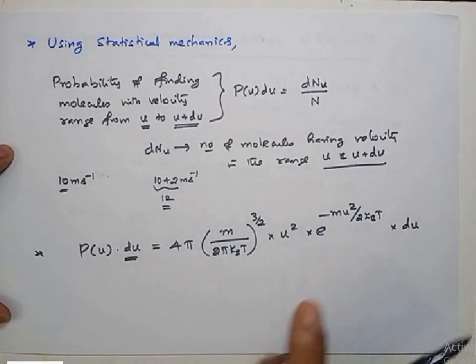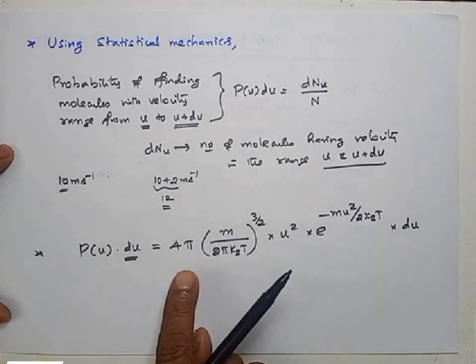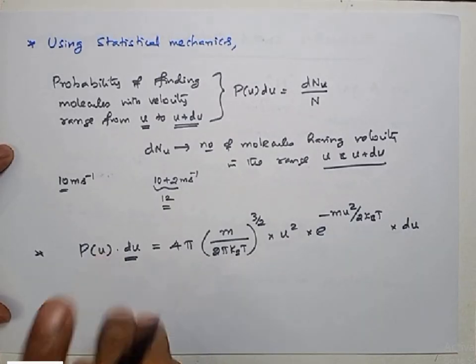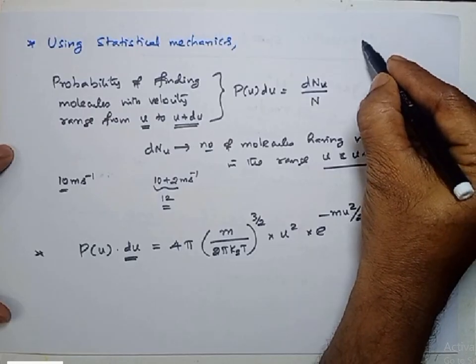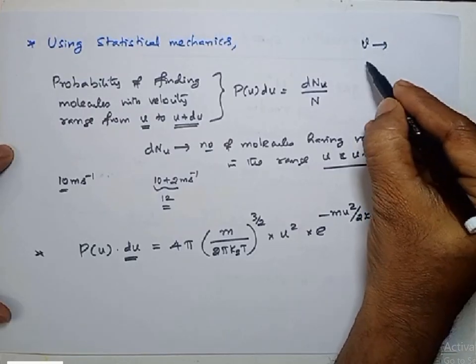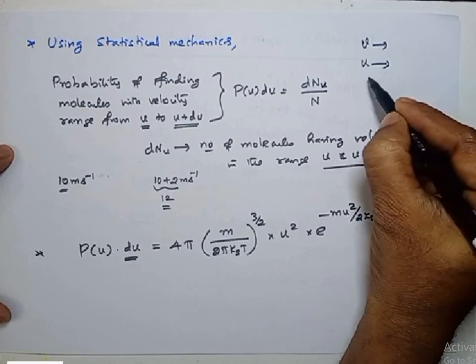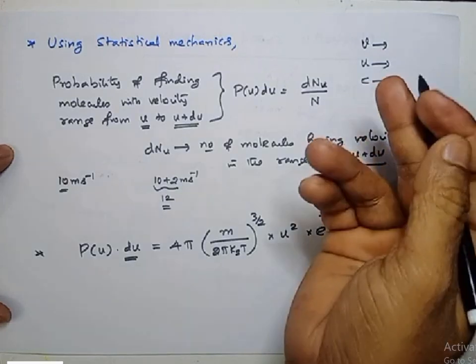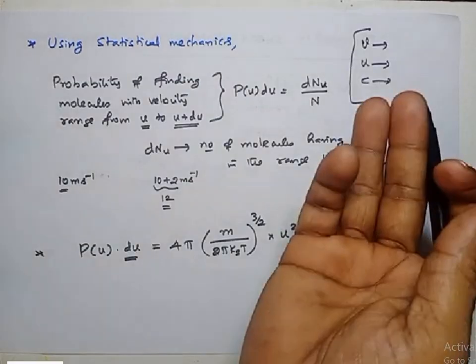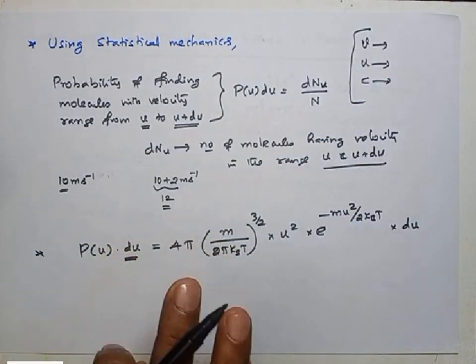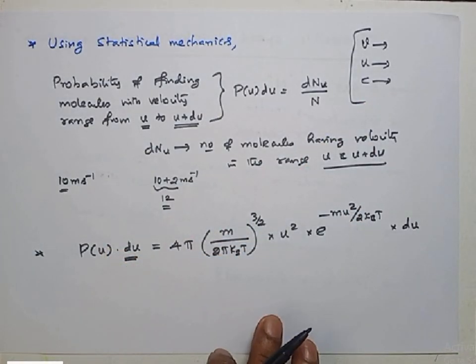So this formula will give you that. Remember, I am using symbol u for velocity. In some books, you may see velocity represented as v. In some books, it is given as u. Some people also use the symbol c for velocity. You can take any symbol, but I am going to use the symbol u for velocity of molecules.